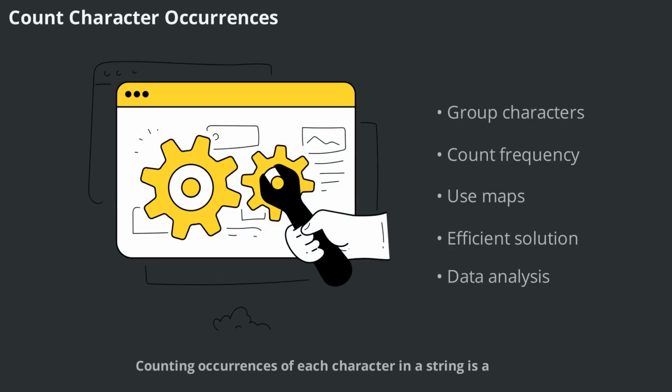Counting occurrences of each character in a string is a question that tests your ability to use grouping functions and maps. By grouping characters and counting their frequency, you can create a map of character counts. For example, hello yields h equals 1, e equals 1, l equals 2, o equals 1. This problem demonstrates your skill in using collection functions and handling string data. Interviewers look for efficient solutions and your ability to write concise code. Practicing this builds your confidence in data analysis.